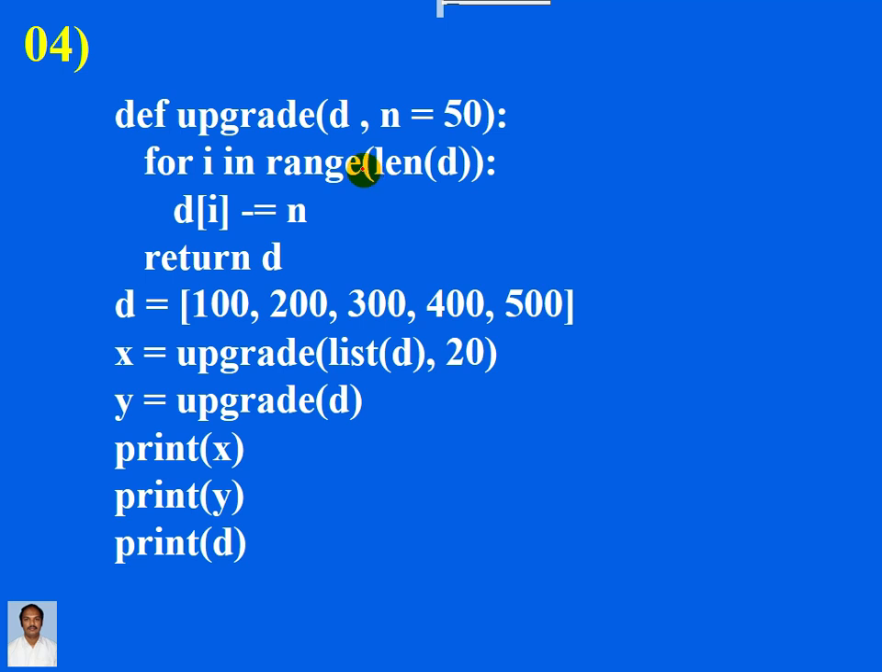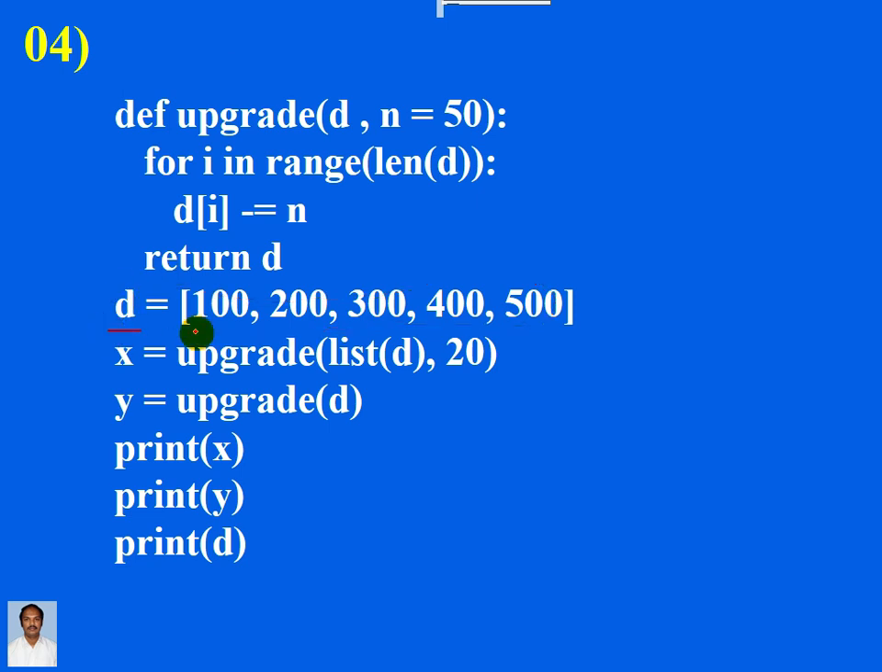Question number 4. It's an output type of question. So step 1. Memory should be allocated for the global variables. There are no global variables. Step 2. Execution of a Python program starts and ends at the main function. So this is the starting point of the main function.